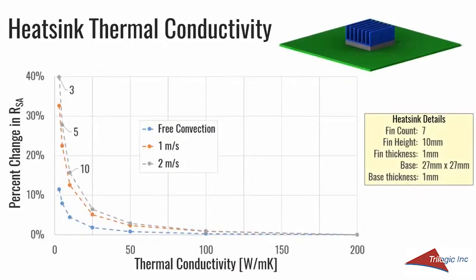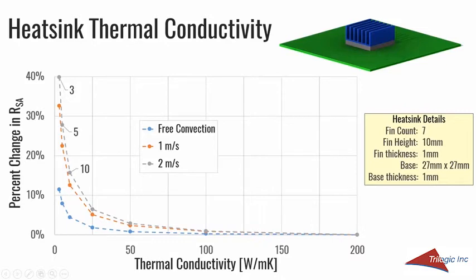So I looked at these results a different way and just looked at the percent change in thermal resistance rather than the absolute values. I started at conductivity 200, so that would be 0% change. And as we lower conductivity to the left, we can see what its percent change is. And I've identified where a thermally conductive plastic would be, at conductivities of 3, 5 and 10 watts per meter K.